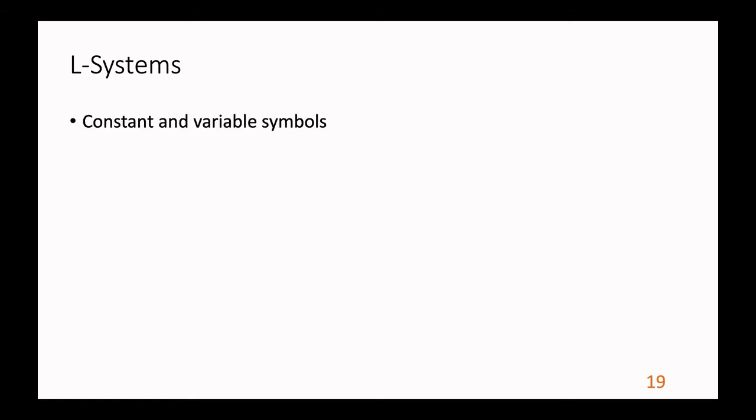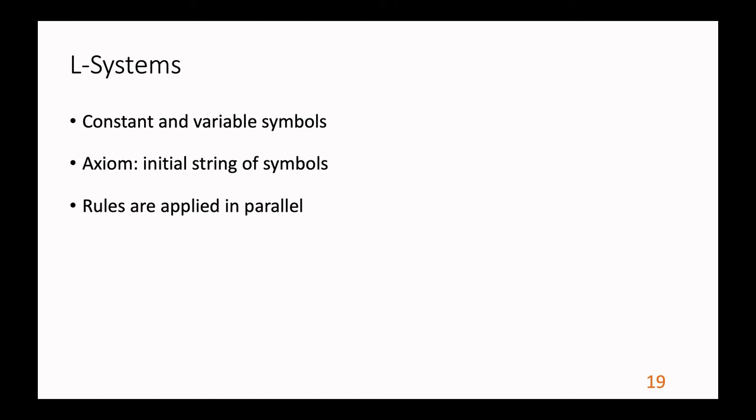So first, they have the notion of constants and variable symbols, as opposed to non-terminal and terminal. Instead of starting by a non-terminal symbol, they start by a string of symbols, constants or variables, which is called an axiom. And then we have rules in the same way we had them before, but the difference is that the rules are applied all in parallel. So how does it work?